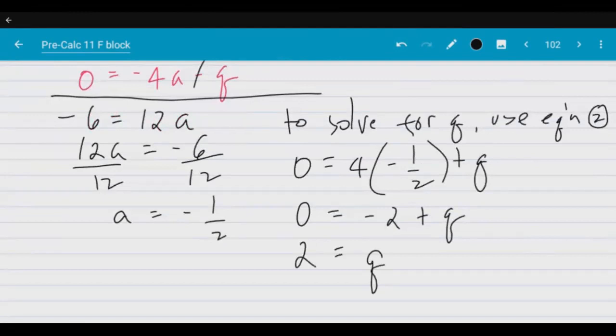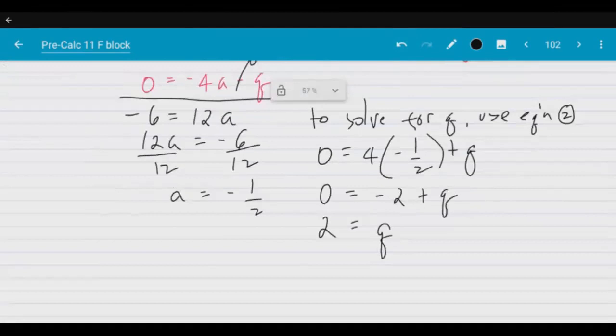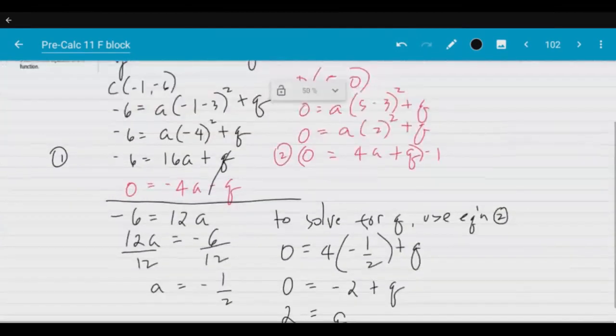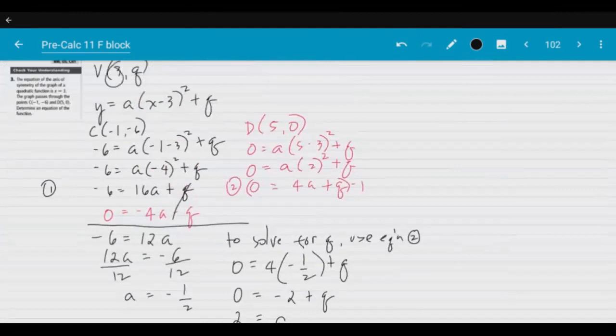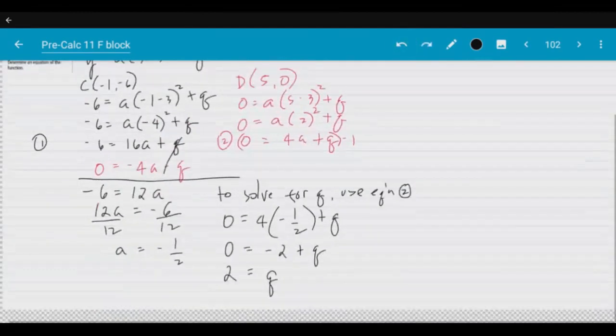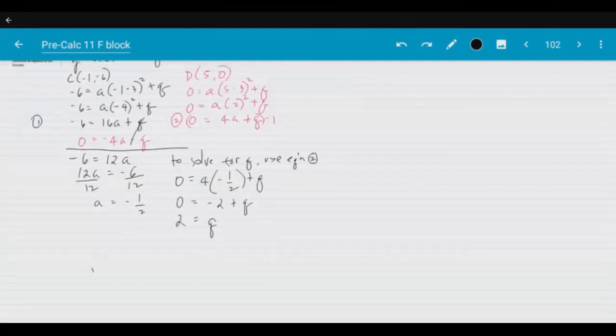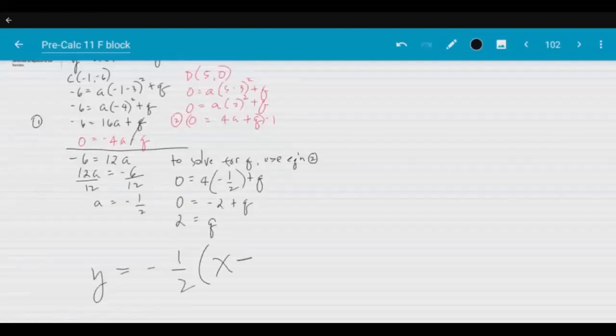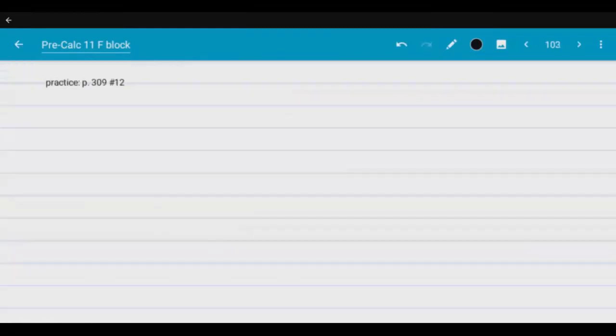So what does it mean? I have my a value, I have my q value. Do I have my p value? Yes, we have the p value right at the beginning, right here. So putting everything together, y is equal to a, which is -1/2, times (x minus, what is my p value? 3) squared. What is my q value? 2. And there is your answer. That is how you solve for the equation of a graph if you don't have a graph, but you are given certain points in the graph. Okay? Do the practice question. Thanks for watching.